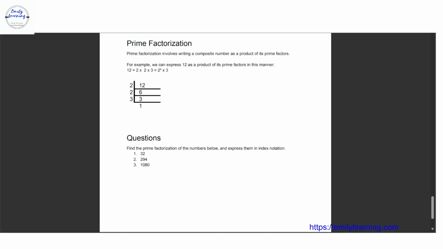So in the last few lessons, we looked at what prime numbers are, and we also looked at index notation. So with this, we are now going to look at prime factorization. So what is prime factorization? Prime factorization involves writing a composite number as a product of its prime factors.